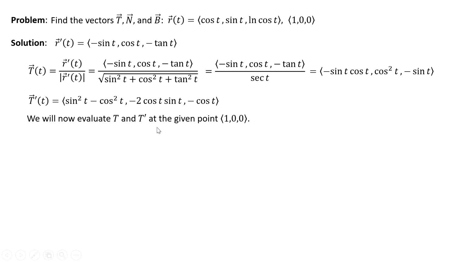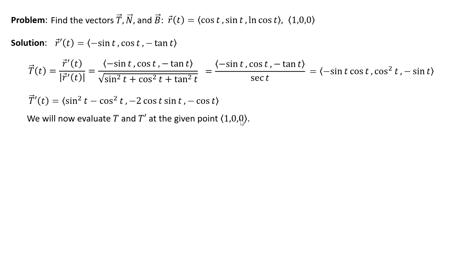Now, in order to find T and T prime at the given point 1, 0, 0, I need to point this out. Please pay attention. We need to evaluate all these quantities at the point 1, 0, 0, right? What does that mean? That means the point's x, y, and z coordinates are 1, 0, and 0. Okay, but our T, our r prime, all these things are functions of t. These are x, y, and z values, but we want the corresponding t.